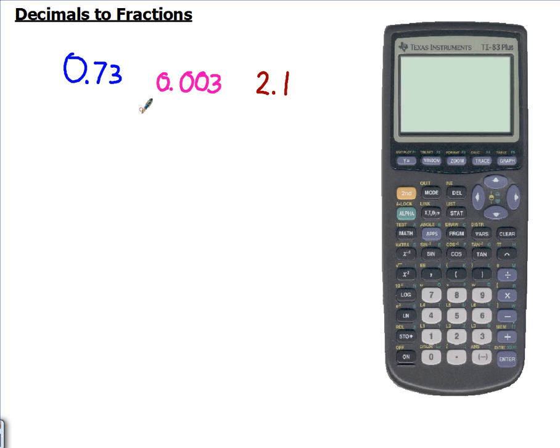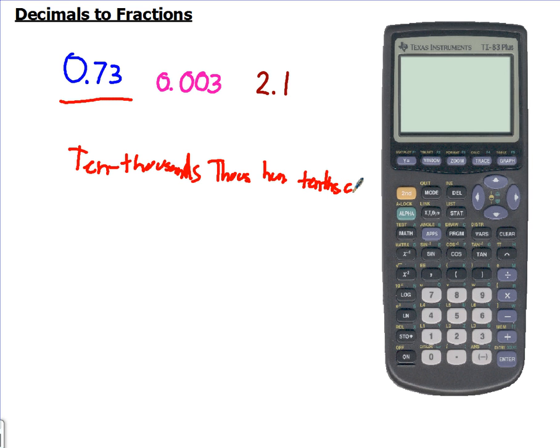Now let us look at this first example, 0.73. But before I begin, I would like to remind you of what the place values are, and these will be the 10,000s, and then you have the thousands, and then you have the hundreds, and then you have the tenths, and then you have the ones.